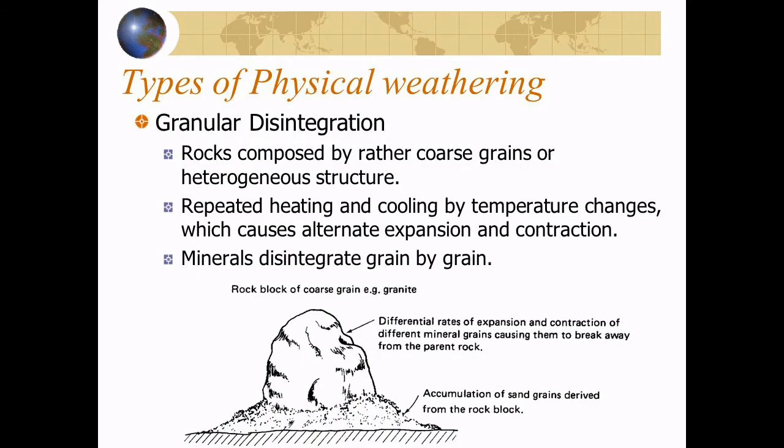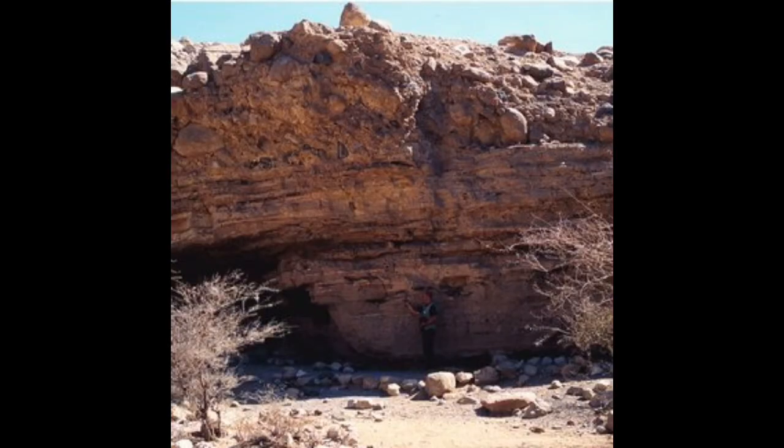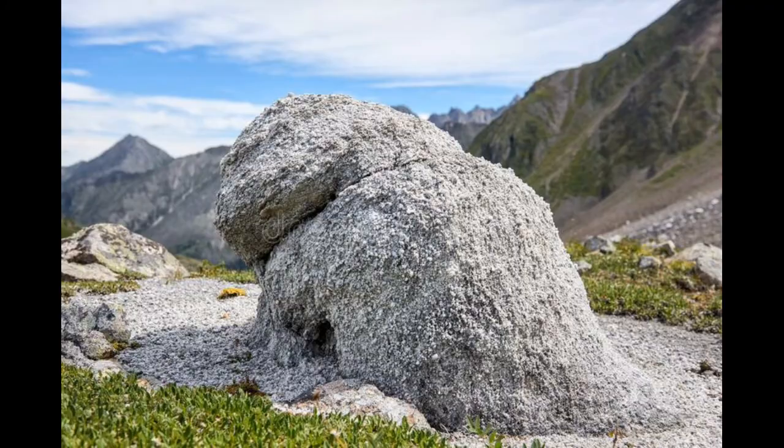Granular disintegration. This process of mechanical weathering is common in heterogeneous rocks composed of various minerals. For example, dark-colored minerals will absorb more heat and expand to a greater extent than light-colored minerals. Such alternate expansion and contraction between day and night leads to a breakup of rock into smaller fragments. This is called granular disintegration.